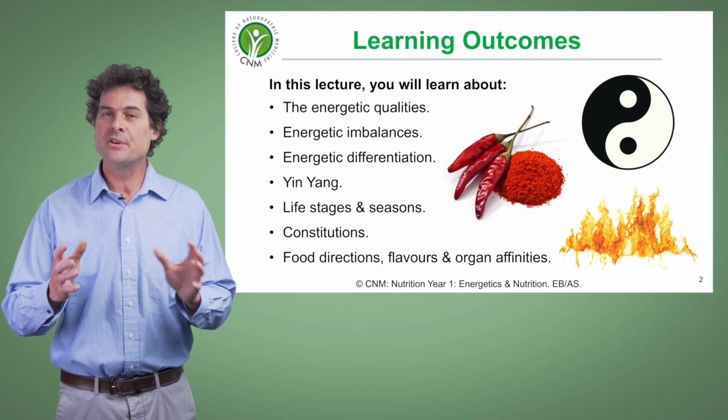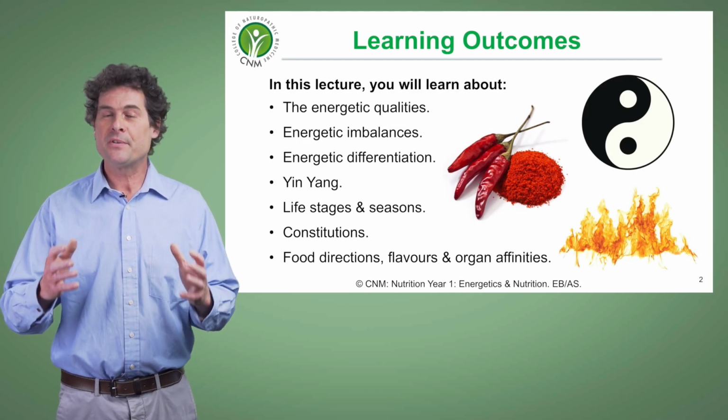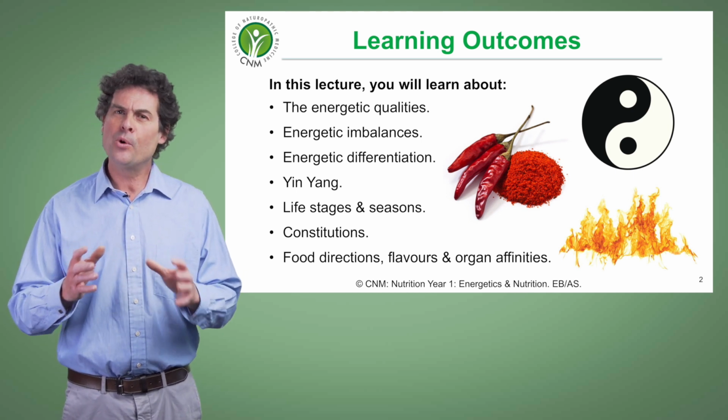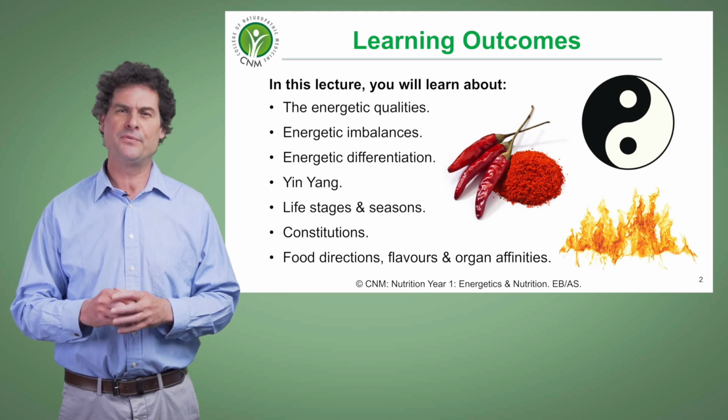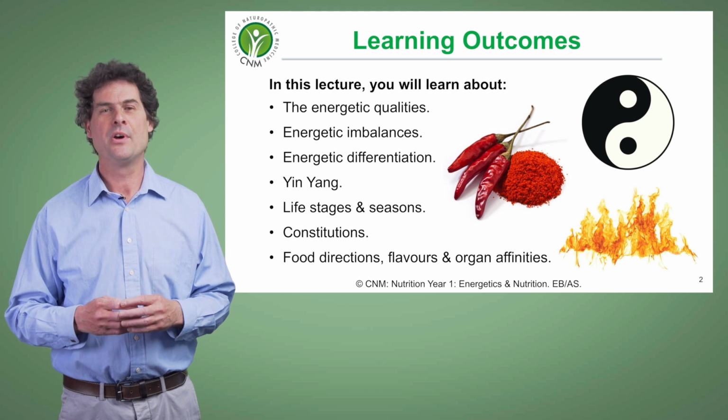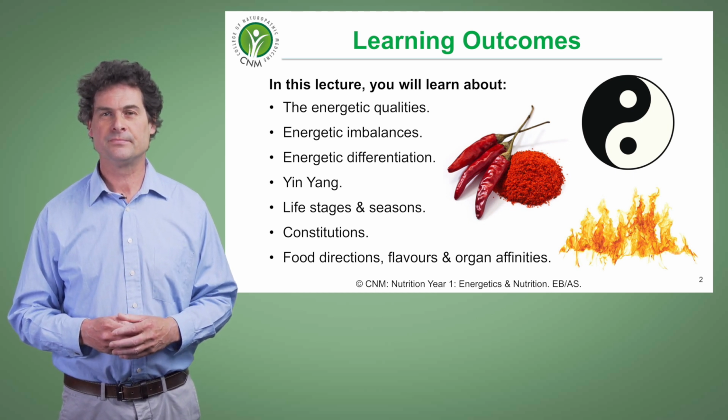And then finally, we're going to be ending looking at some more specialist areas of Chinese medicine food energetics, when we look at the different directions of food, the different effects of different flavors of food on energetics, and look at the different organ affinities, which means certain types of foods can have particular affinity for supporting the health of different systems of the body.